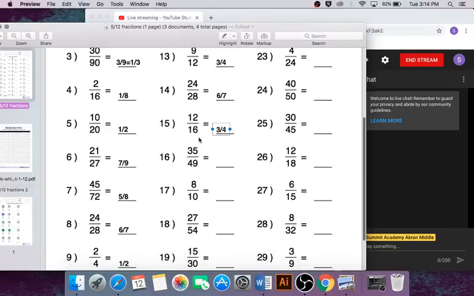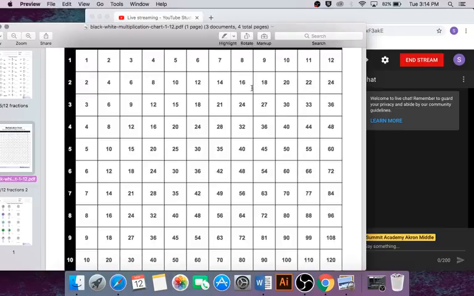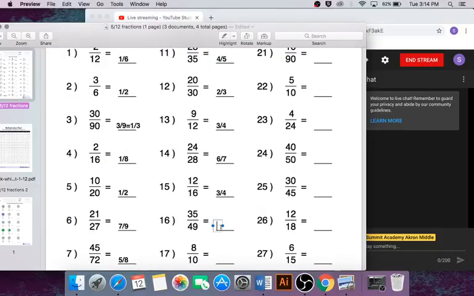Number 16, we have 35 and 49. So 5 goes into 35, but it doesn't go into 49. 7 goes into 35 and 49. So 7 times 5 is 35, and 7 times 7 is 49. So our fraction would be 5 over 7.